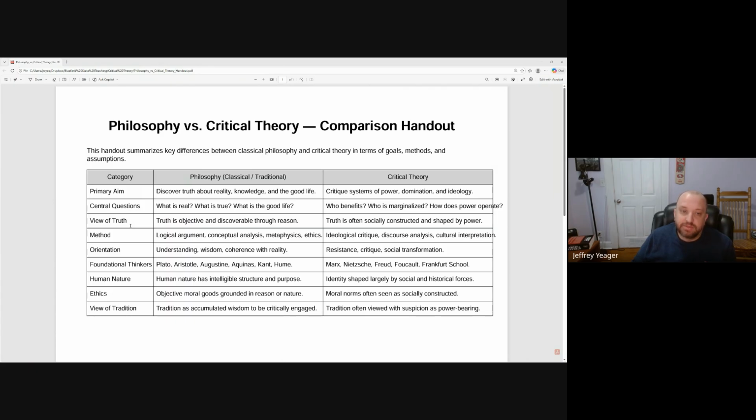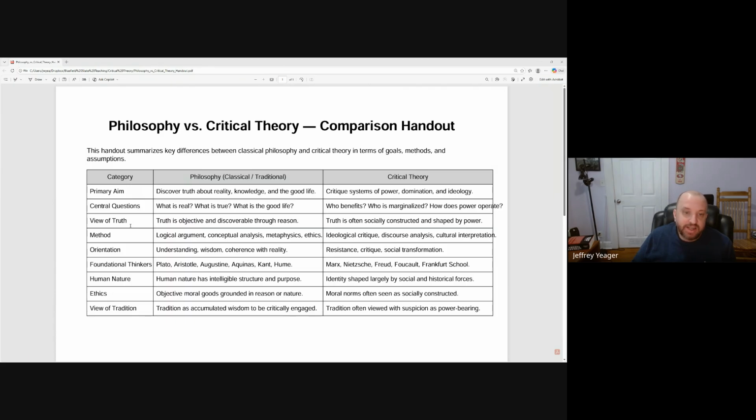Foundational thinkers: Plato, Aristotle, Augustine, Aquinas, Kant, Hume. Critical theory: a lot of the philosophers that we've seen in the last couple of hundred years, Marx, Nietzsche, Freud, Foucault, and the Frankfurt School. Human nature has intelligible structure and purpose, whereas the theorists teach identity is shaped largely by social and historical forces.